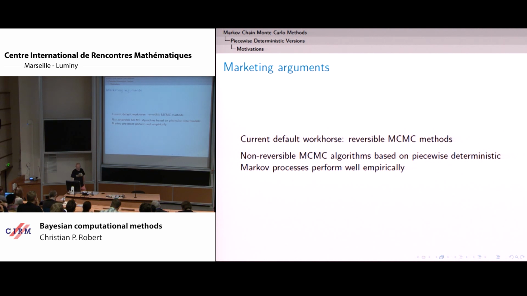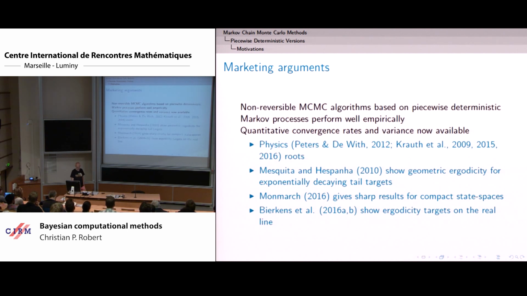And so there are arguments that I don't completely follow, that if you get away from reversibility, you should do better. Empirically, that's seen on examples. Okay.